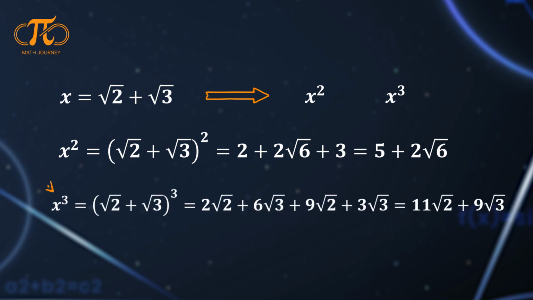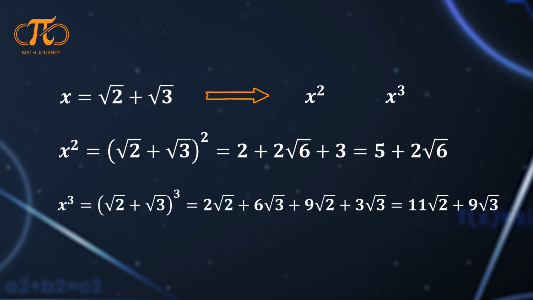Now we will continue with x cubed. Expanding, square root of 2 plus square root of 3, cubed gives us 2 times square root of 2 plus 6 times square root of 3 plus 9 times square root of 2 plus 3 times square root of 3. Combining terms, we get 11 times square root of 2 plus 9 times square root of 3. So, now we have expressions for x, x squared, and x cubed. Let's plug these into our function.